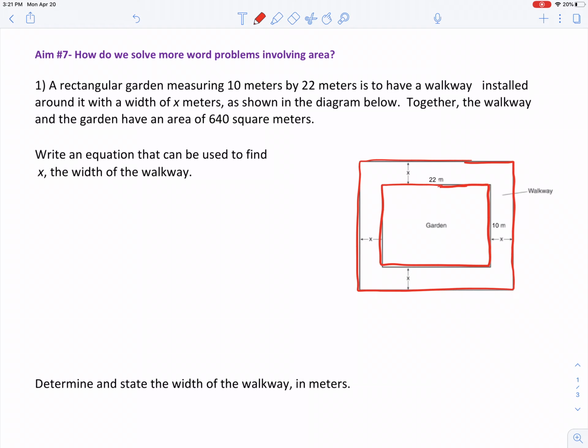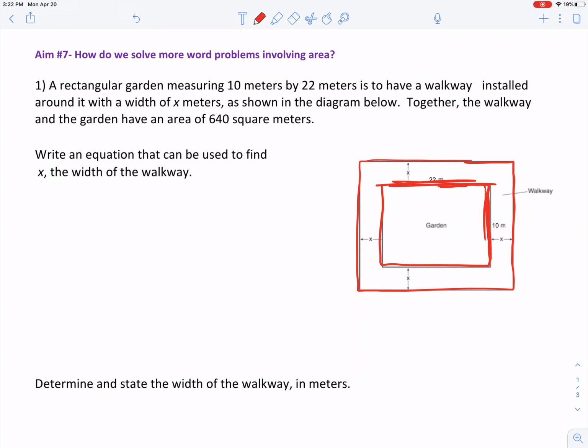A garden measuring 10 meters by 22, so the small rectangle is 22 by 10, has a walkway installed around it with a width of x meters as shown in the diagram below. Together, the walkway and the garden have an area of 640 square meters. So first we have to just write an equation to find x.